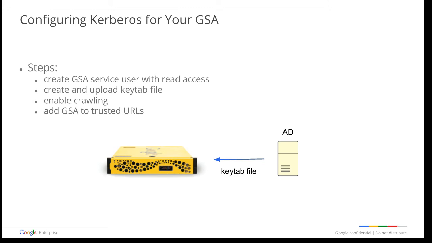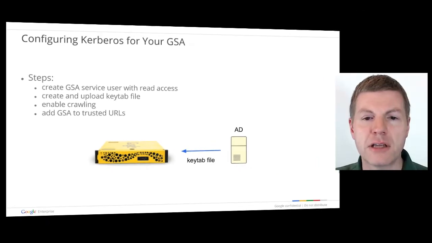In addition, if we want the GSA to use this account when crawling content, we'll have to enable Kerberos crawling on the GSA. This is done under crawler access. The user in Active Directory will need read access to all content to be crawled, and you can only have one user account associated with the GSA for Kerberos. Once all of this is done, just add the URLs to crawl URLs and let your GSA crawl them.